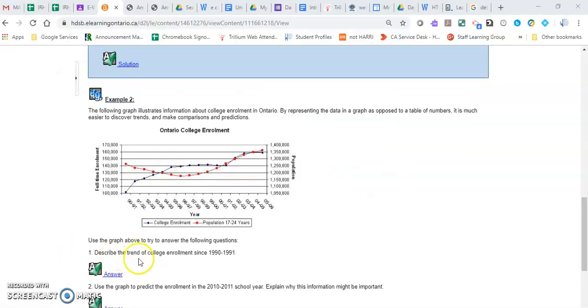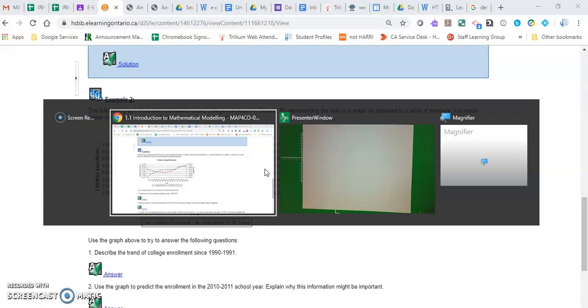So for question 1, describe the trend of college enrollment since 1990 to 1991, I'm going to record some information. The first piece of information I need to record is that in the 1990-1991 year, the number enrolled in college is approximately 110,000. The second thing to note is that in 1990-1991, the total population of 17 to 24-year-olds is along this line here, which is 1,250,000.